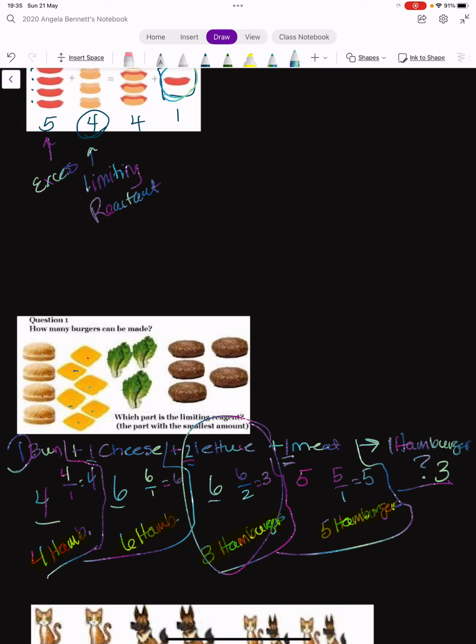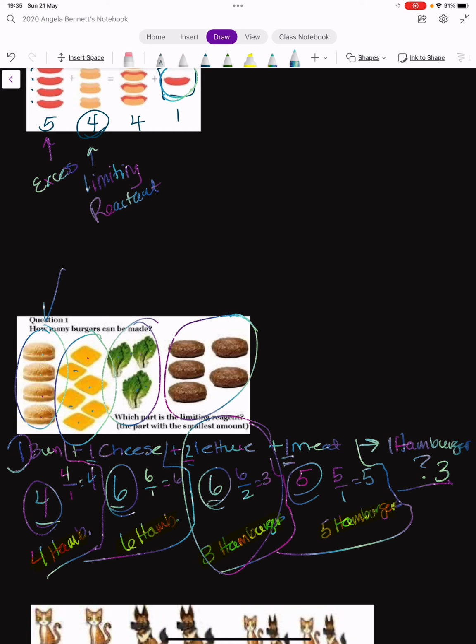I will tell you that one big mistake that kids tend to make right off the bat is that they look at these numbers here. How many are you starting with? You're starting with 4 hamburger buns, 6 pieces of cheese, 6 pieces of lettuce, and 5 pieces of meat, and they say, oh, that's the smallest number. 4 buns is the smallest number, so that's my limiting reactant, and the answer is no. So you have to make sure you're taking into account the number of each item that you are using, which is why we do this little math ratio here. So in this particular problem, our lettuce was the limiting reactant.